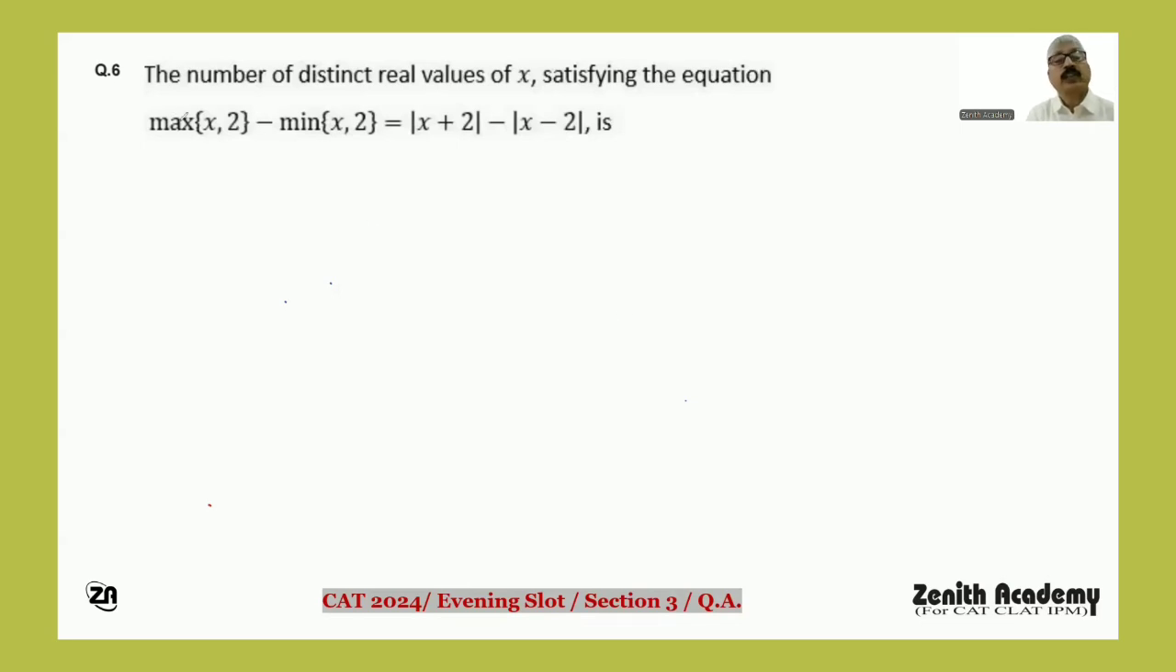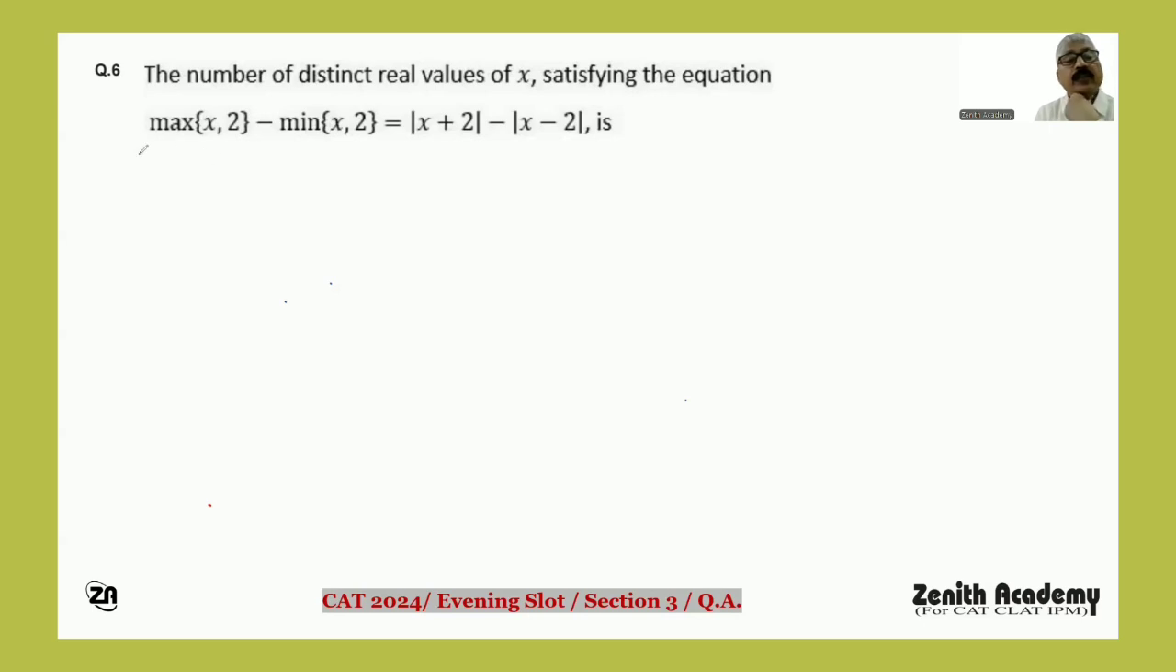Now see this question number 6. The number of distinct real values of x satisfying the equation maximum of x comma 2 minus minimum of x comma 2 is equal to mod of x plus 2 minus mod of x minus 2. See, this question you can do with the help of graph. बहुत अच्छे ढंग से हो जाएगा.